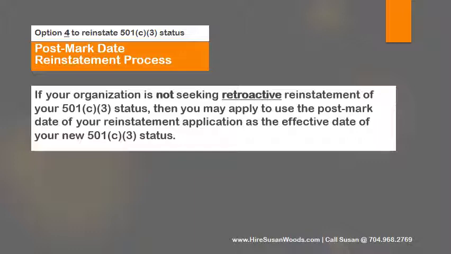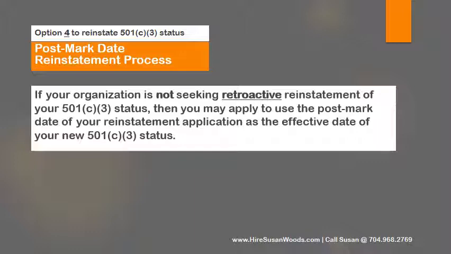And that's it. With option 4, all you have to do is complete the Form 1023, application for recognition of exemption. Right across the top of the first page, note that you are applying for reinstatement, not retroactive reinstatement, but reinstatement because you've been revoked. That's it. This is the most simple one that you can use.